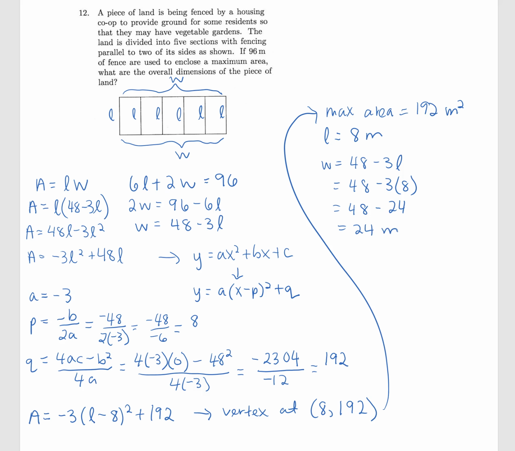Another way to do that is to realize that our max area is 192 meters squared, divide by our length, 8 meters, that gives us 24 meters. It's a good way to check that all our work makes sense. And so the answers to this question are the dimensions of this piece of land are 8 meters by 24 meters.